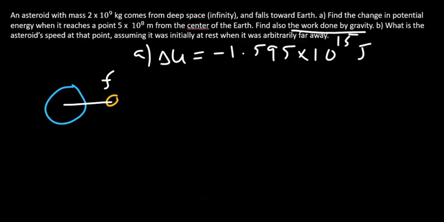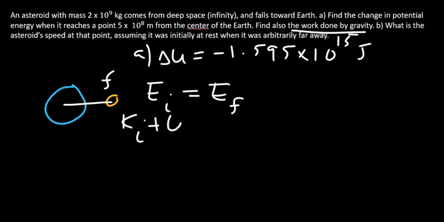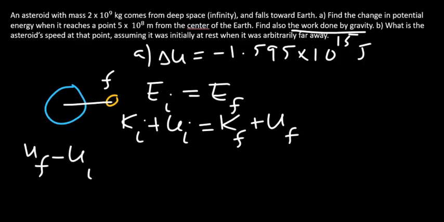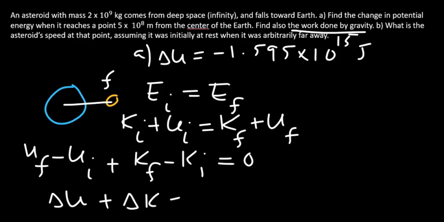Find also the work done by gravity. Since we know the total mechanical energy is conserved, the initial total mechanical energy is the same as the final total mechanical energy. EI consists of two terms. One is kinetic energy and the other potential energy at the initial state. Likewise, EF consists of kinetic energy and potential energy at the final state. Let's rearrange the terms. UF minus UI plus KF minus KI equals 0. So the change in potential energy plus the change in kinetic energy is 0.